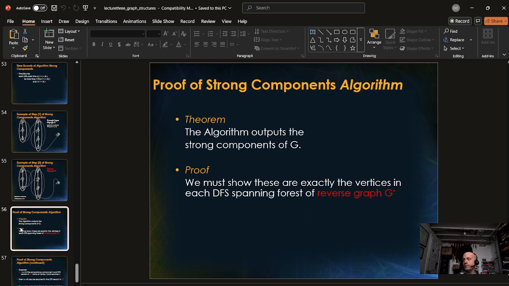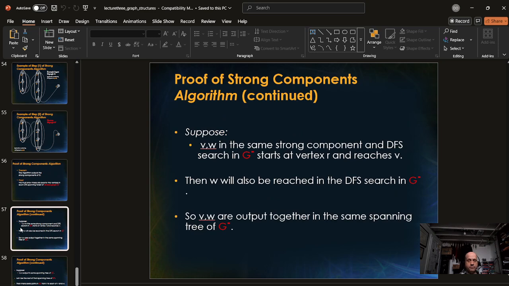So, proof of the strong components algorithm. Here the algorithm output is the strong components of G. We need to show that these are exactly the vertices in each depth first search spanning forest of the reverse graph G star. Suppose v and w are in the same strong component and the depth first search in G star starts at the component at vertex r and reaches v, then w will also be reached in the depth first search in G star. So v and w are put together in the same spanning tree of G star.